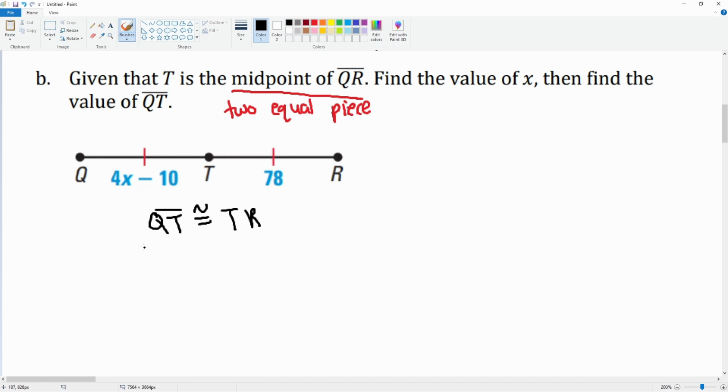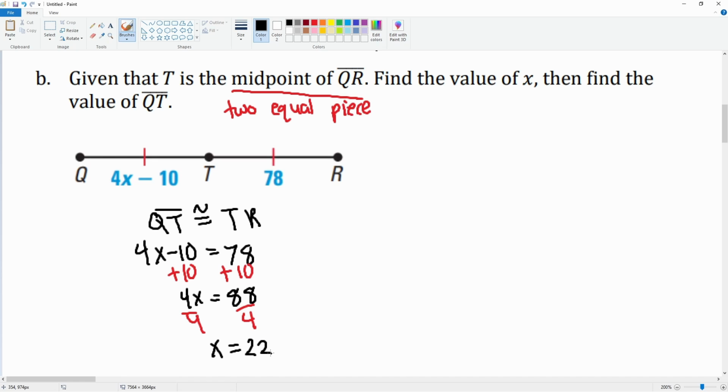Now we can substitute it in. 4x minus 10 is what QT is. That's going to equal 78, which is TR. Now let's solve for the X. Add 10 to both sides, giving you 4x is equal to 88. Divide 4 to both sides to get x alone, giving you x is equal to 22. That is what x is.